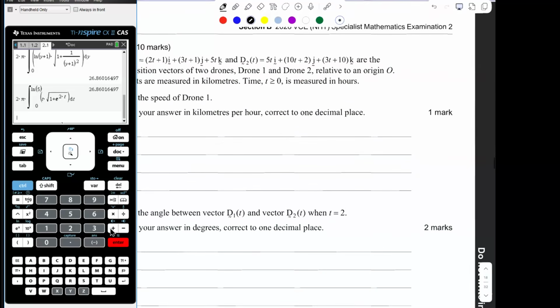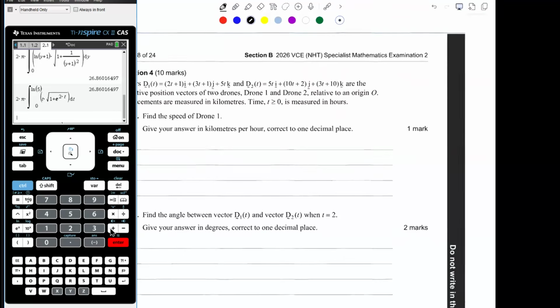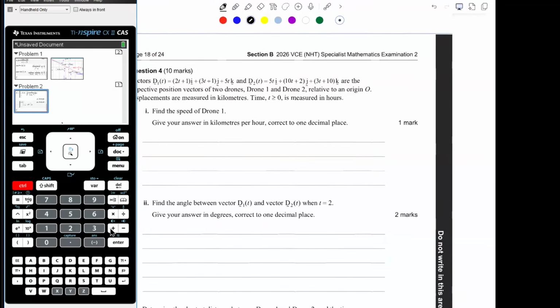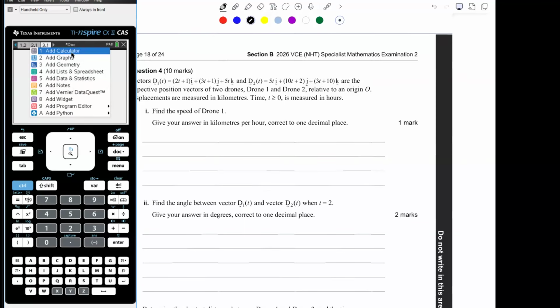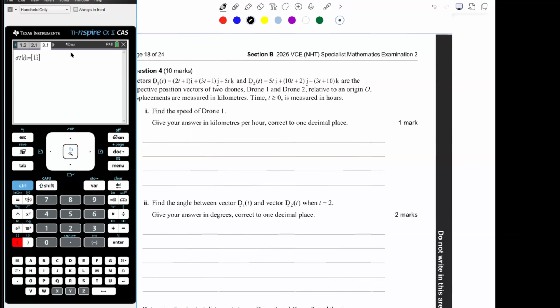Vector function. We have a drone here, another drone. Now it's interesting to see them using d1 of t, this sort of notation. So anyway, for instance, I would be using d1 of t is 2t plus 1, 3t plus 1, 5t. d2 of t is 5t, 10t plus 2, and 3t plus 10.